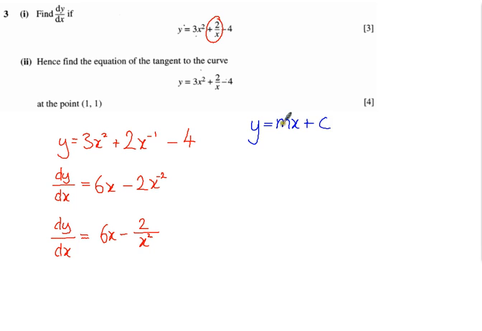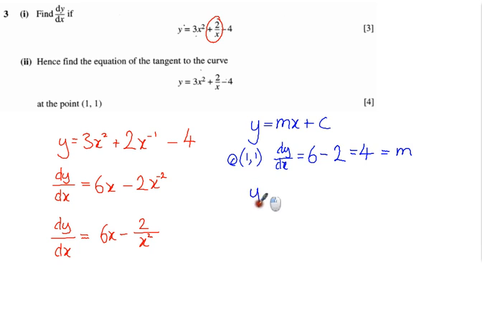We need to be able to find the gradient of that line. But dy by dx helps us get the gradient. And we also know at the point 1, 1, dy by dx is equal to, well, if we put the x value of 1 into our gradient, we get 6 minus 2 over 1, which is just 6 minus 2, which is 4. And so at the point 1, 1, that is our gradient.